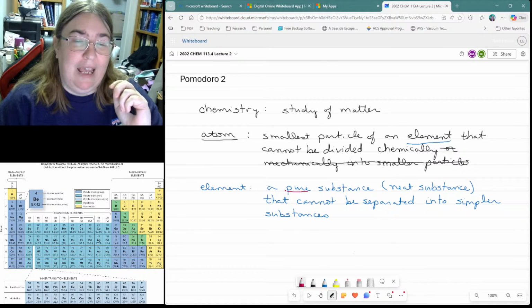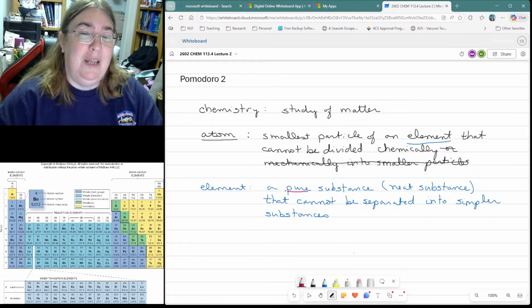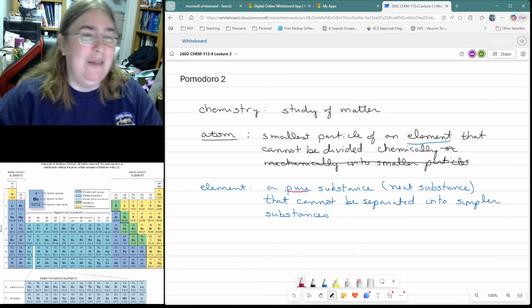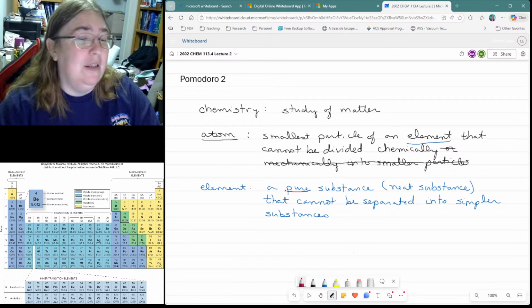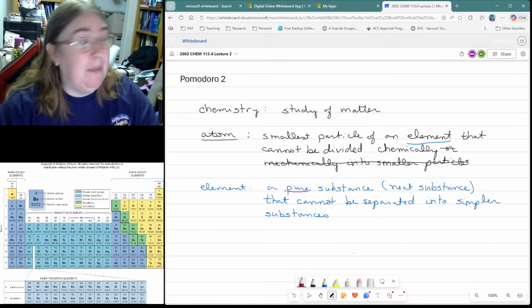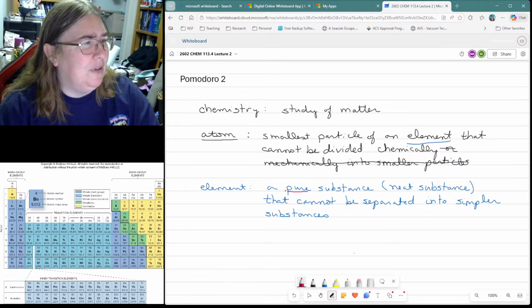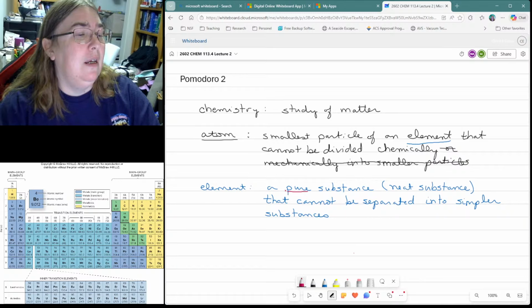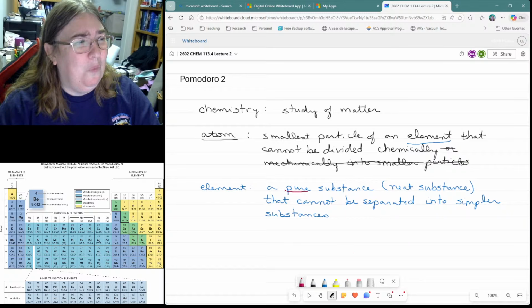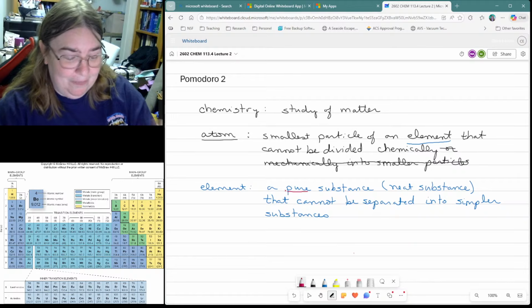But that's okay. But cannot be separated into simpler substances, and yet we just defined atom as the smallest particle of an element that cannot be divided. So the element can be separated into atoms. So what do they mean by simpler substances? Isn't an atom a substance? So you can see why there's an issue with vocabulary when you start talking about chemistry.